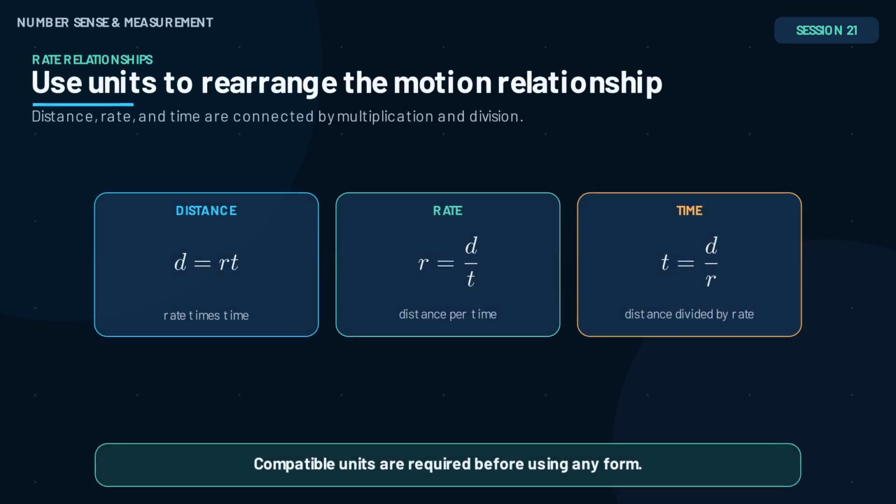For constant motion, distance equals rate times time. Dividing distance by time gives rate, and dividing distance by rate gives time. Units show the rearrangement. Miles divided by miles per hour leaves hours. Always convert to compatible time and distance units before substituting values.